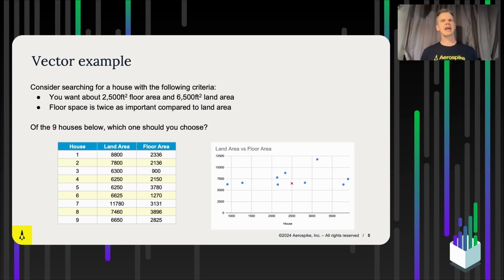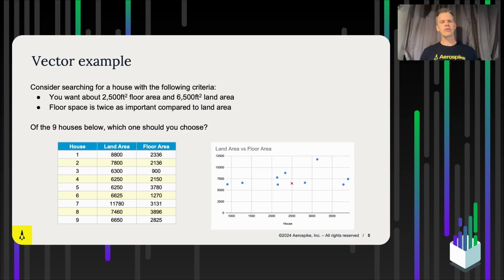So let's say we have a floor area. We want about 2,500 square feet of floor area, and we want about 6,500 feet of land area. And that's all. We don't care about anything else. We're not going to look at number of bedrooms or anything like that. We're just focusing on those two dimensions. But in our search, we want to make sure that floor space is twice as important as land area. So something that is closer to those numbers, we want, but it's more important to get close to floor space.